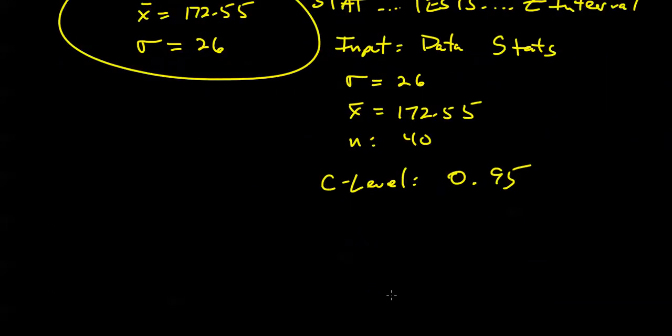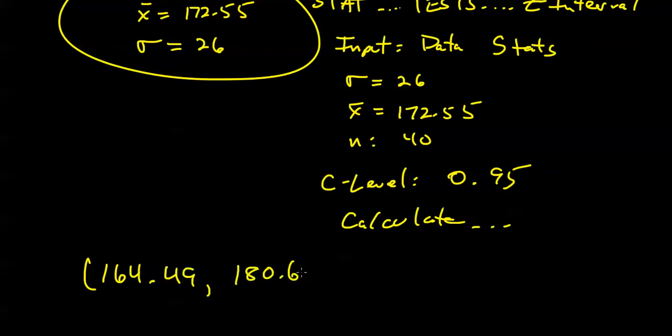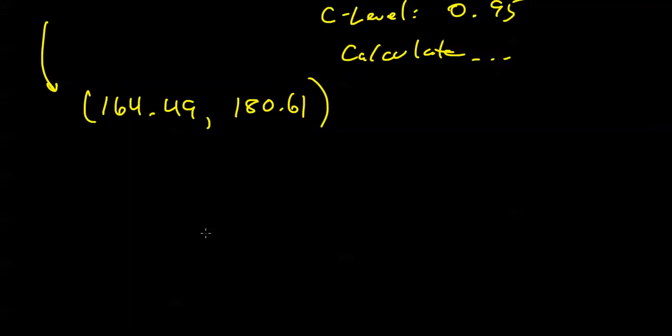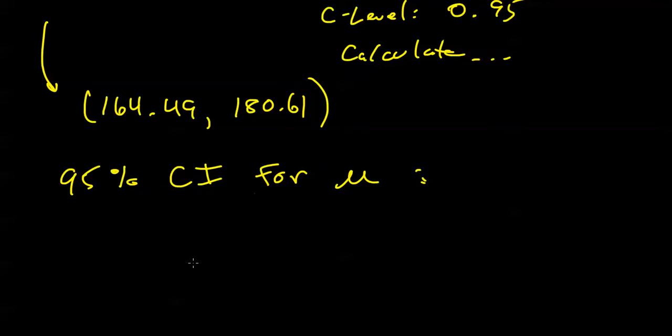Alright, so highlight calculate and select, and you get the following result: 164.49, comma 180.61. Again, the calculator output is in interval notation. Both the author and I prefer this, what we call the double-sided inequality notation. I'll write it like this: my 95% confidence interval for mu, not p, mu, the population mean weight of all adult men, looks something like this.